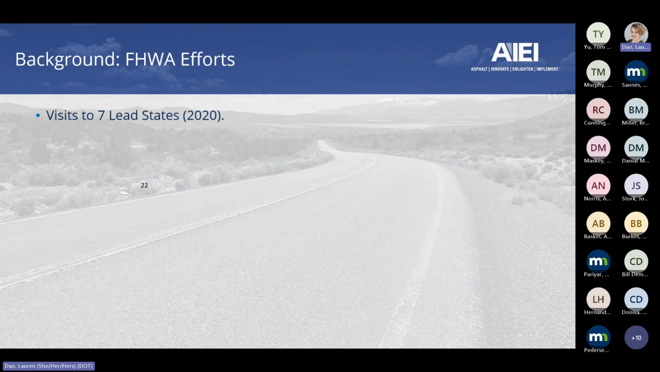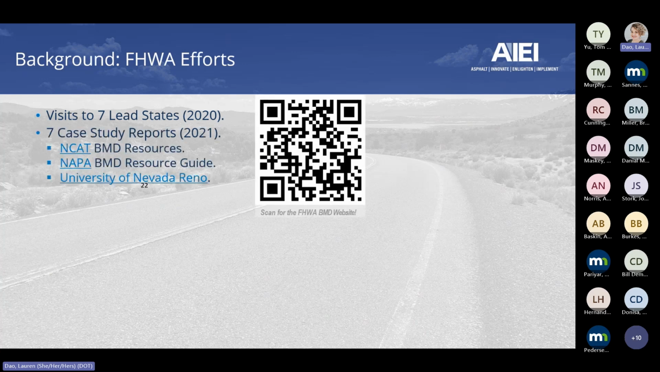I'm going to give you a little background of what has been done with regard to balanced mix design from the FHWA perspective. Back in 2020, when we started this effort, we decided to visit 7 lead states and interview them about their efforts related to balanced mix design. Obviously, COVID hit at that time, so instead of visiting those states, we ended up doing it virtually, even with virtual visits to the labs.